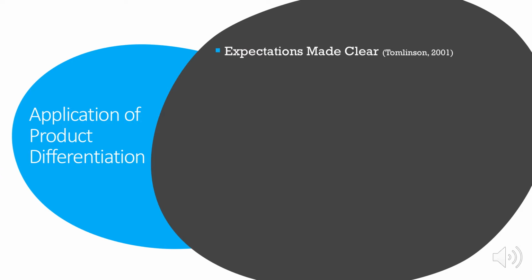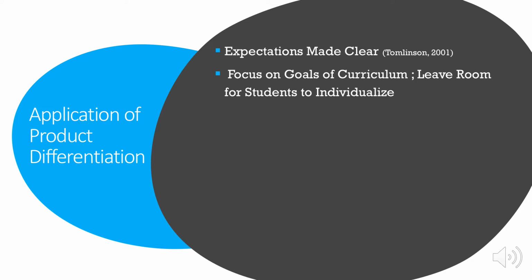When differentiating a product, expectations should be made very clear to the students. The assignment instructions must involve and clarify exactly what the student should understand, what skills they must exhibit, and what knowledge must be included in their work. The final product should focus on the goals of the curriculum while leaving room for a student to express their innovation and unique thought.